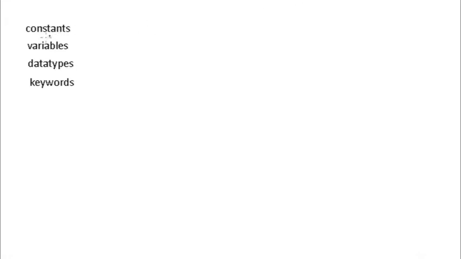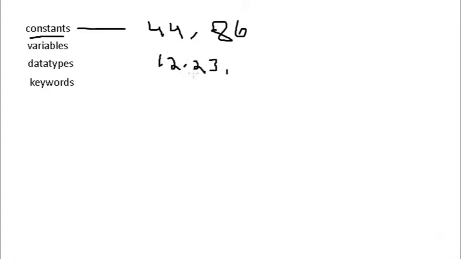So first, we're going to begin with the constants. As the name indicates, a constant is an entity which doesn't change. We have different types of constants. For example, we have integer constants, which is a whole number. For example, 44, or we have 86, or any whole number which is an integer constant. And then we have floating point constants, for example 12.23, a number with decimal values, 34.53, etc. So all these are floating point constants.